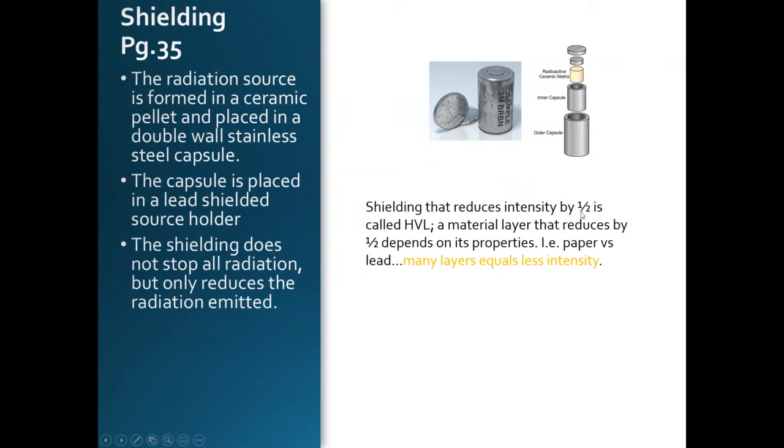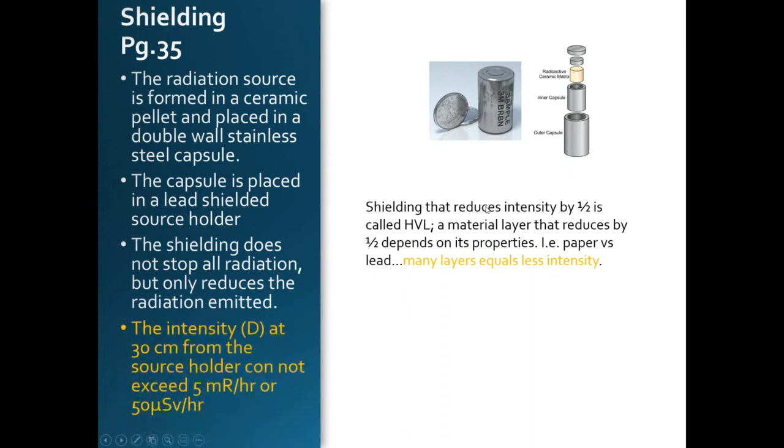Okay, shielding that reduces intensity by 1/2 is called HVL, or, oh geez, I didn't put the abbreviation in there. It's half something something. Not very good for me to forget that. Let me quickly look, because I don't like not knowing HVL. Half value layer, that's what it stands for, which is a material that reduces by half. And again, it depends on the properties of that particular material, and more layers, of course, means less intensity.